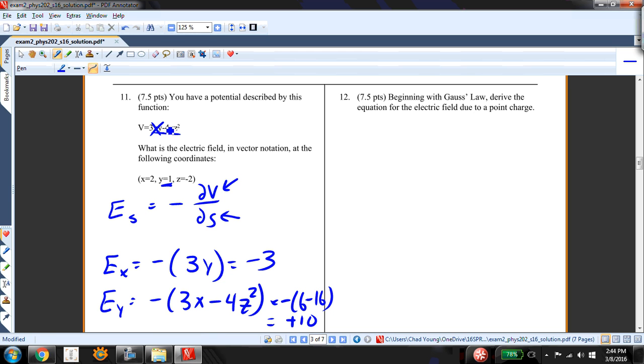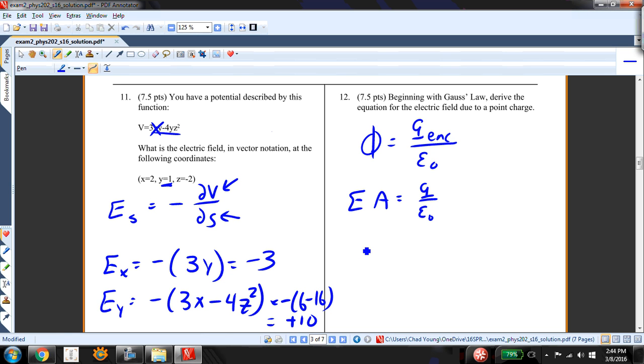Beginning with Gauss's law, describe the equation for the electric field due to a point charge. We'll begin with this, Q enclosed over epsilon naught, remembering that our flux here is just the electric field times the area. We know it's a little more complicated than that. It's actually the dot product of those two vectors, but we'll assume that they're in the same direction and that we've integrated over that area. That's equal to Q over epsilon naught.